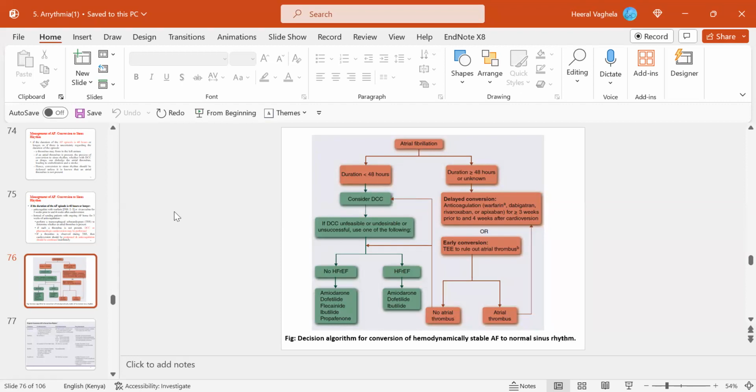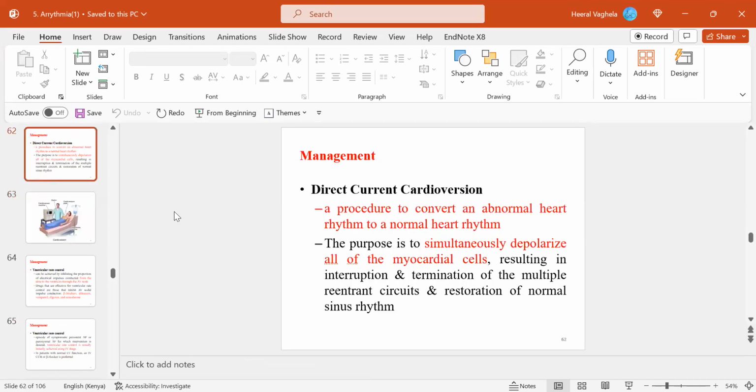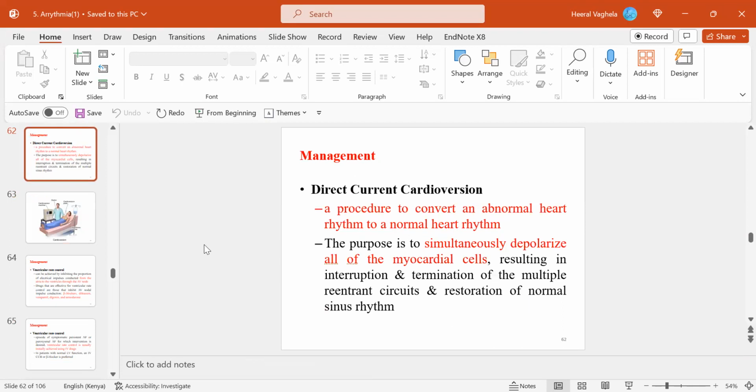vessel or in the blood, because DCC is a procedure to convert abnormal heart rhythm to normal heart rhythm. So you're kind of giving a shock so that all the cells of the heart go into normal rhythm. But when you have a thrombus in the heart, you might dislodge it during this procedure. So if it's after 48 hours, you first have to see if there's a thrombus or not. If there isn't, then you do this procedure.